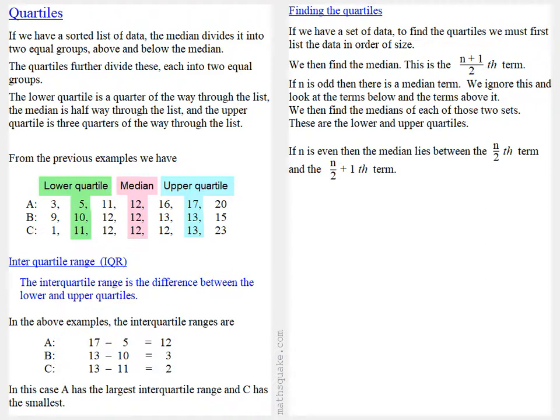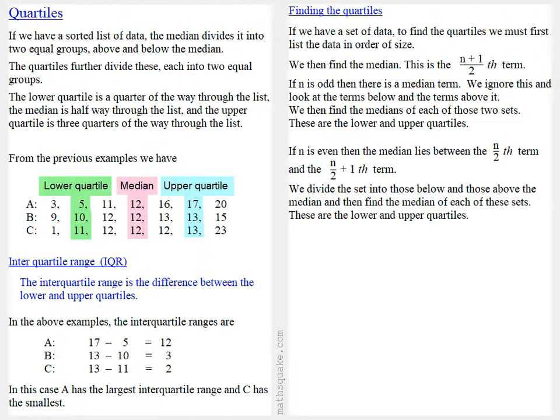If n is an even number, then the median lies between the n over 2th term and the n over 2 plus 1th term. We divide the set into those below and those above the median, and then find the median of each of these sets. These are the lower and upper quartiles.